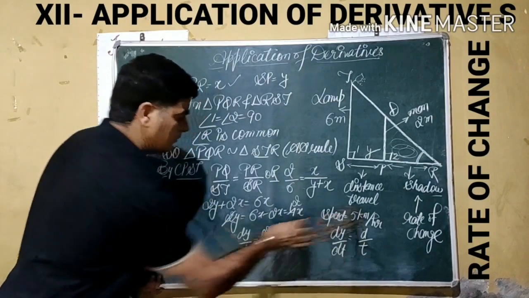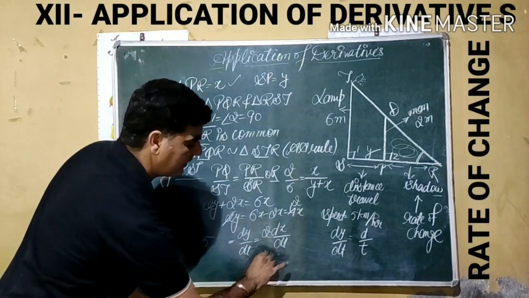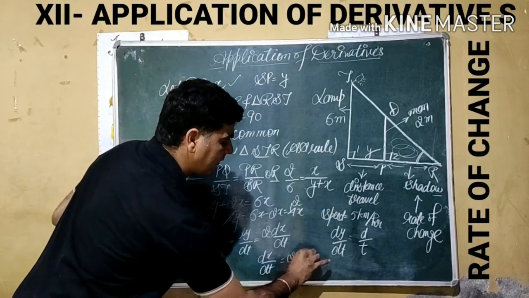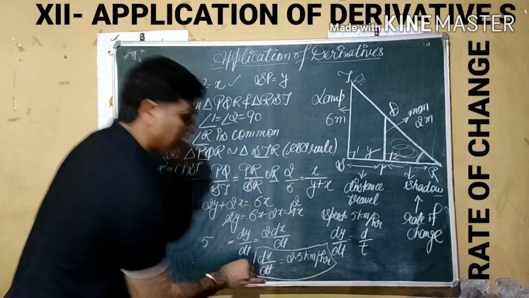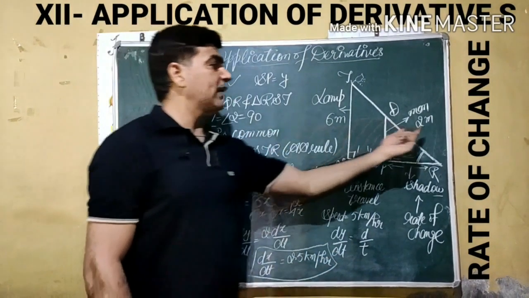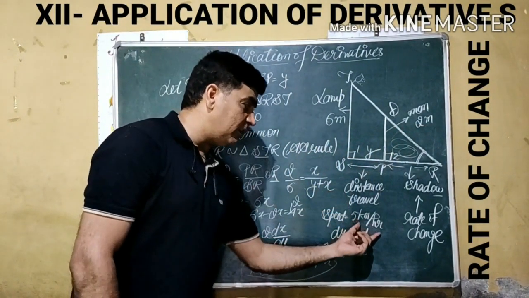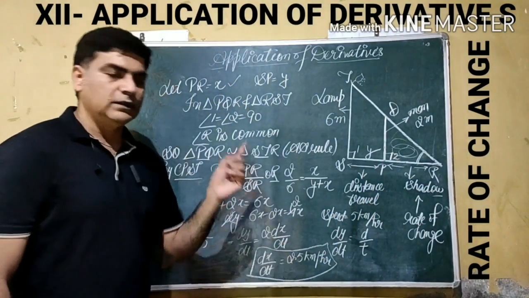The value of dy by dt is given as 5 km per hour. By shifting this, we get dx by dt, which is 2.5 km per hour. It means the shadow of a person of height 2 meter, who is moving away from the street light pole with a speed of 5 km per hour, is changing at a rate of 2.5 km per hour.